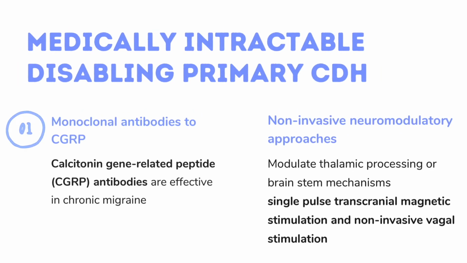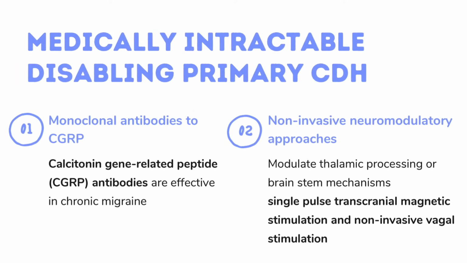In medically intractable disabling primary CDH, if the patient does not respond to analgesic and lifestyle modifications, two options are available. First is monoclonal antibodies to calcitonin gene-related peptide. It is effective in chronic migraine. Second is non-invasive neuromodulatory approaches, which include single-pulse transcranial magnetic stimulation and non-invasive vagal stimulation. Both aim to modulate thalamic processes or brainstem mechanisms to prevent headaches.